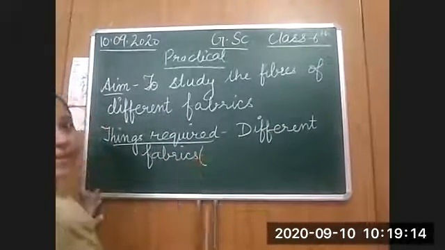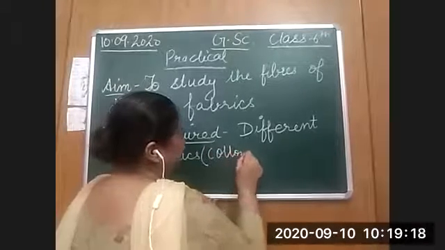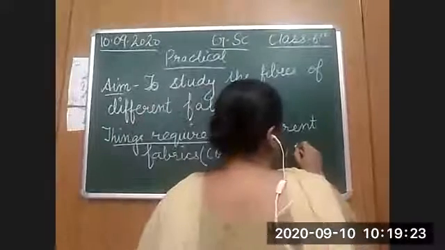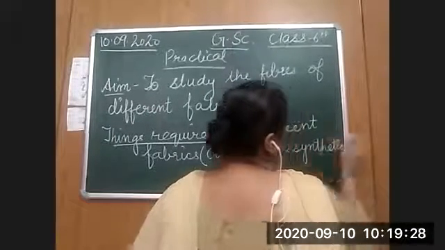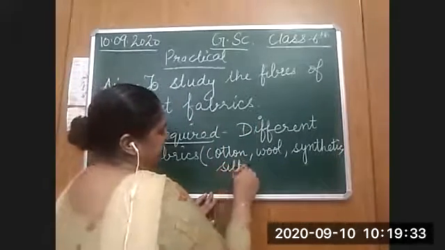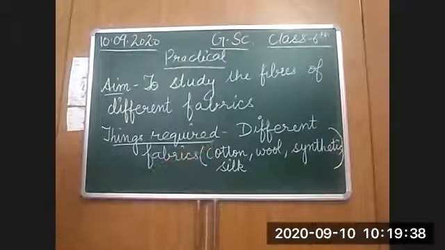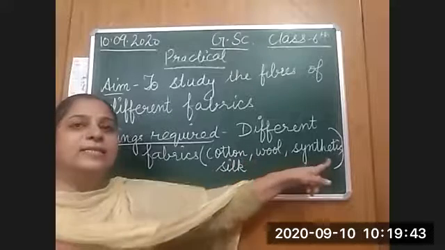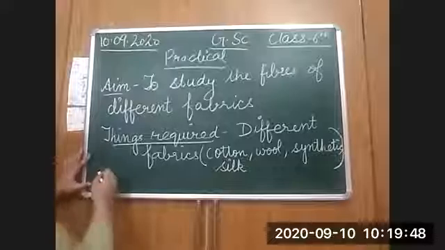कौन कौन से फैब्रिक्स लेने हैं आपने? कॉटन, वूल, सिंथेटिक, जिसको आप पॉलिस्टर भी बोल सकते हो, एनी सिल्क. These 4 type of fabrics are sufficient. Right? These are easily available at your home. Cotton, wool, synthetic and silk. Right? Then coming to procedure.